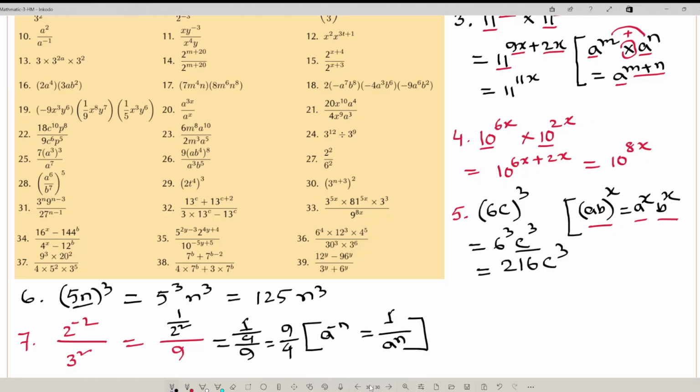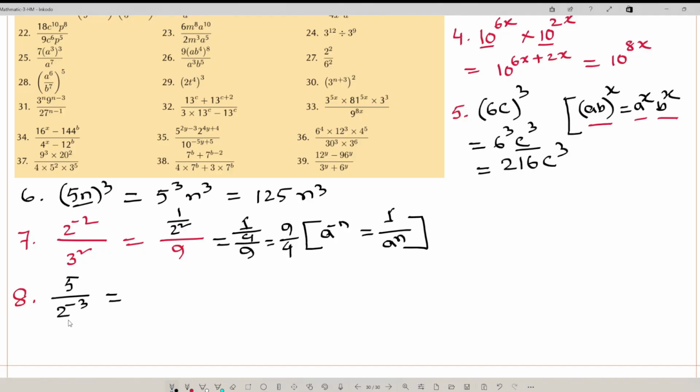So number 7 done. Number 8, 5 over 2 to the power minus 3. Similarly, in the numerator is 5 and in the denominator, 2 to the power minus 3 we can write as 1 divided by 2 to the power 3, because in a negative exponent a to the power minus n equals 1 divided by a to the power n. So now 5 times, we just flip this one, so it becomes 2 to the power 3 divided by 1. So the answer is 5 times 2 to the power 3, which is 8, and the answer is 40, right?